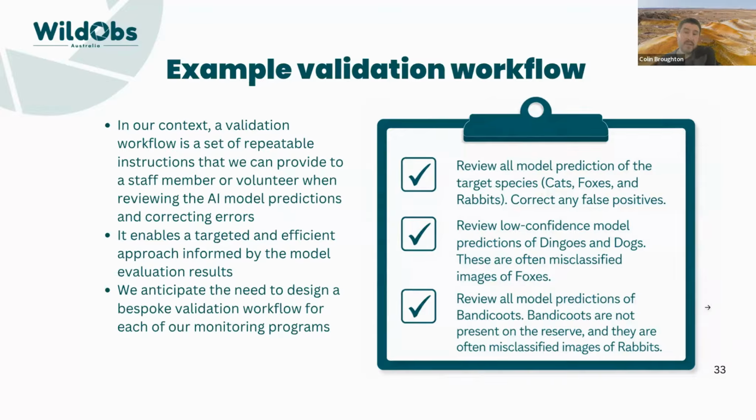So the steps might look something like this. Firstly, we would want to review the model predictions of the target species, the cats, foxes, and rabbits, and make any corrections to the false positives. We would then want to review the low confidence predictions of dingoes and dogs, because in our report, it showed up that these were often misclassified images of foxes. And we would want to review the model predictions of bandicoots. In fact, bandicoots are not present on the reserve, and we found that in our report, they were often misclassified images of rabbits.